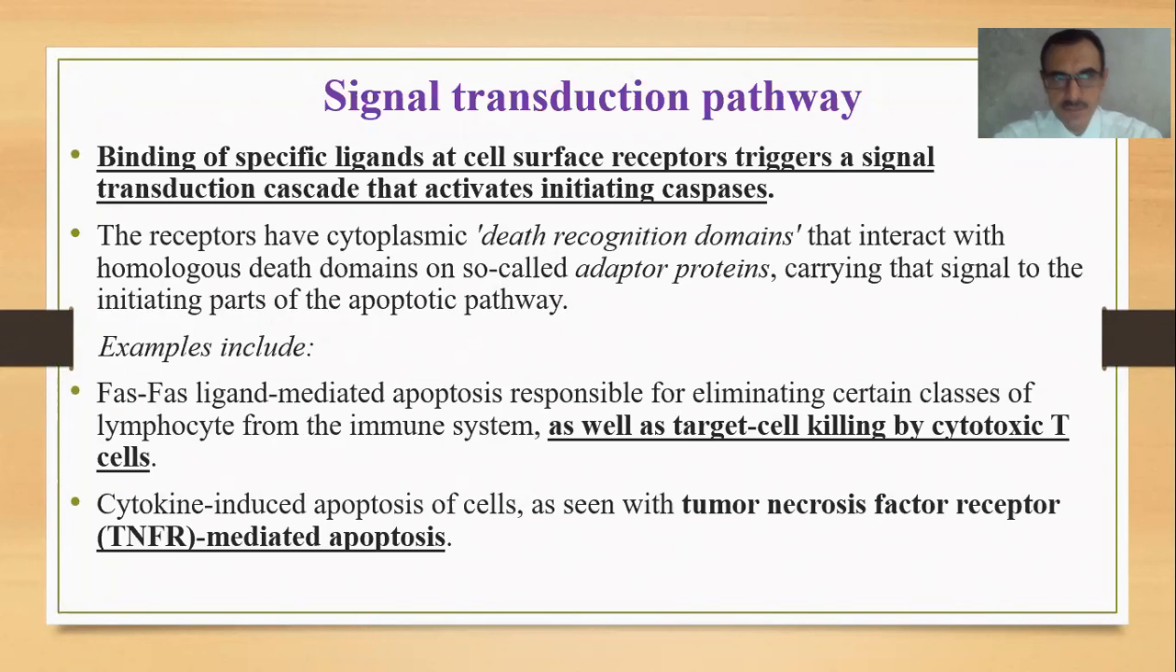First, the signal transduction pathway. The binding of specific ligands at cell surface receptors triggers the signal transduction cascade that activates initiating caspases. The receptors have cytoplasmic base recognition domains that interact with homologous domains on so-called adapter proteins, carrying that signal to the initiating parts of the apoptotic pathway. For example, Fas ligand-mediated apoptosis, responsible for eliminating certain classes of lymphocytes from the immune system, as well as target cell killing by cytotoxic T cells. Cytokine-induced apoptosis of cells, as seen with tumor necrosis factor receptor-mediated apoptosis.